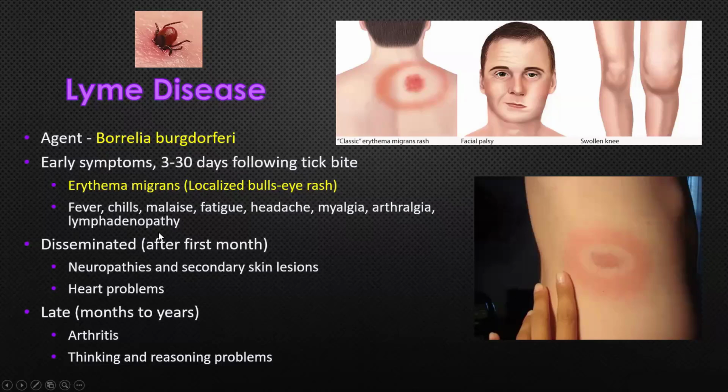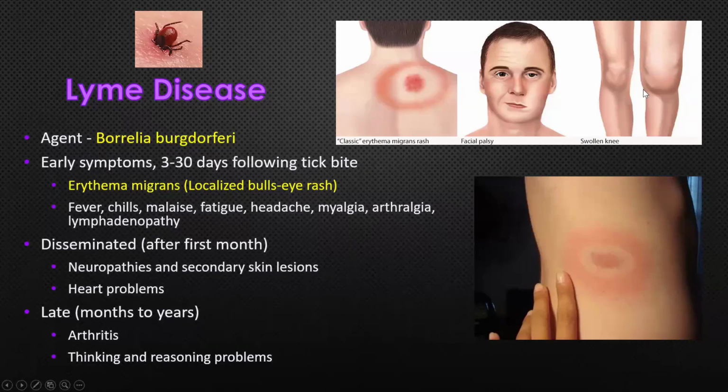And then after the first month, so that was all within the first month, early symptoms. After the first month, it can disseminate. It can start to affect nerves. So you get neuropathy, pain or paresthesia. Secondary skin lesions, you might get rashes in other locations. Can lead to heart problems. And then the arthritis you get from it is actually considered more of a late one. So after months to years, and you might get swelling in a joint.